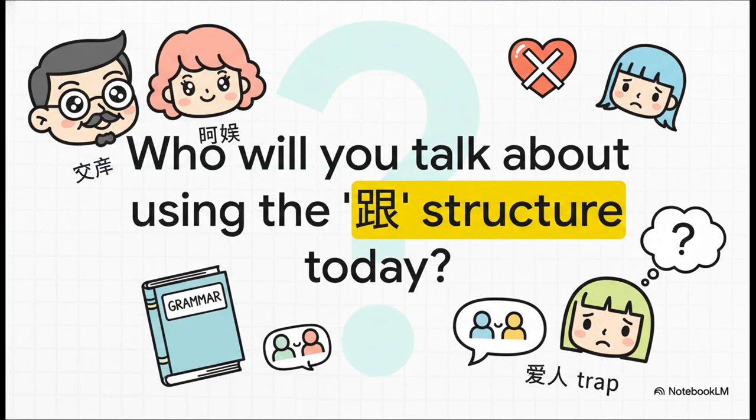Whew, okay, from the formal Fùqīn to the friendly Àirén, from finally mastering that gun structure to knowing how to avoid the Àirén trap, you now have a much, much deeper toolkit for talking about relationships in Chinese. So I'll leave you with this question. Who will you talk about using the gun structure today?